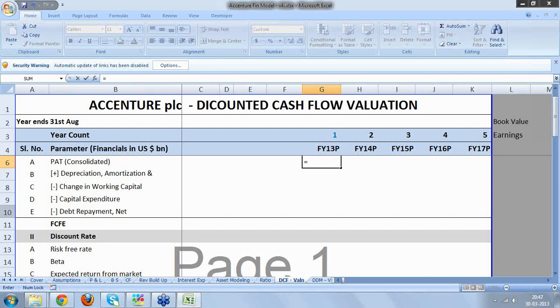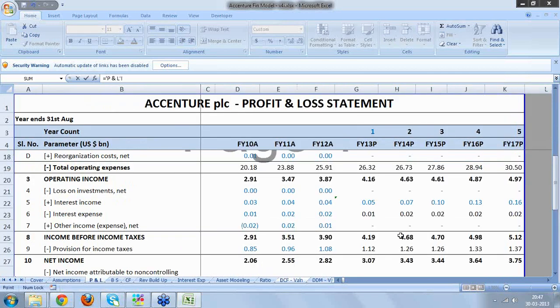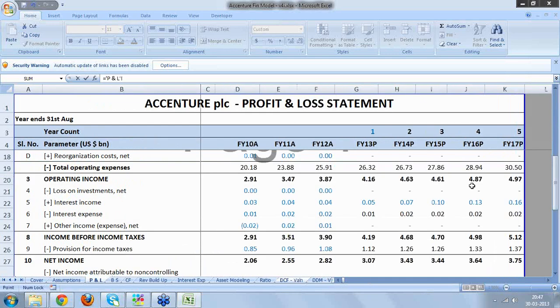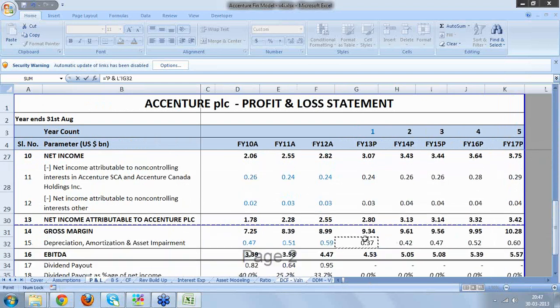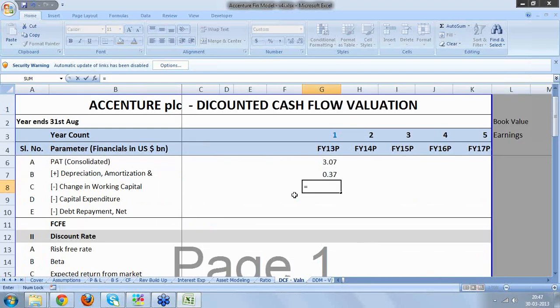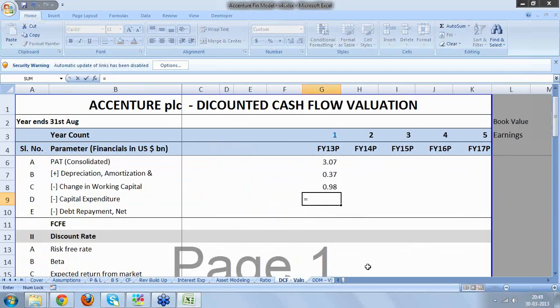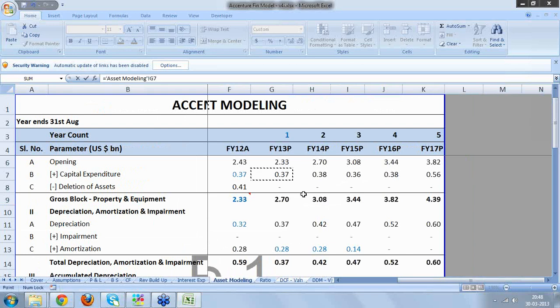So PAT consolidated equals, I'll go to my P&L. PAT consolidated is nothing but net income, so I'll link it to net income. Then depreciation, amortization, any non-cash expense, so equal to, I again go back to the P&L. Depreciation is modeled towards the end, so here it is. Change in working capital equals, I go to my balance sheet. I have just shown you where my change in working capital is, so here it is. Capital expenditure, you can pick it up from asset modeling. So my capital expenditure is here.